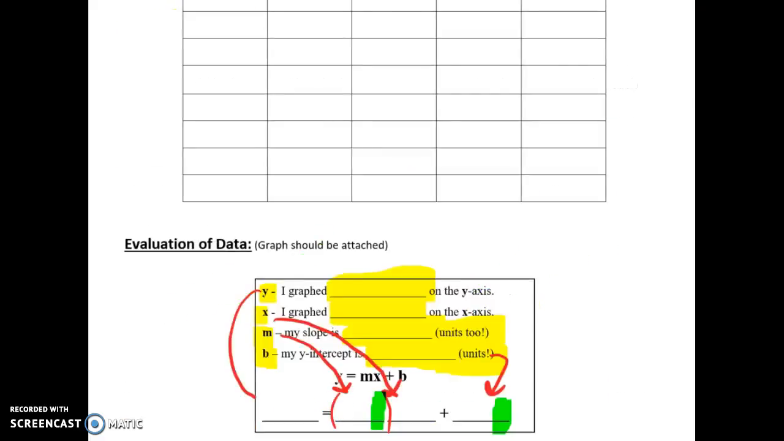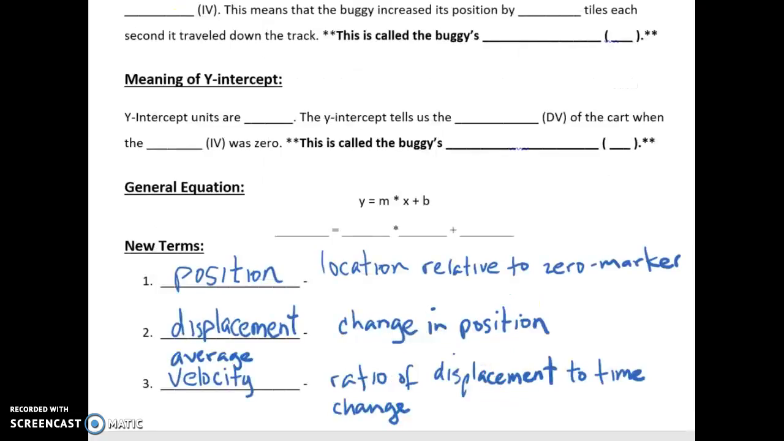And there's 3 new terms. Here are 3 terms to write down from this data collection. Position we talked about in class. It's the location relative to the 0 marker. Here's the one I want to introduce, displacement. Displacement is an important word to know. It just means change in position, but it's something we use frequently, so you'll have to commit that to memory.